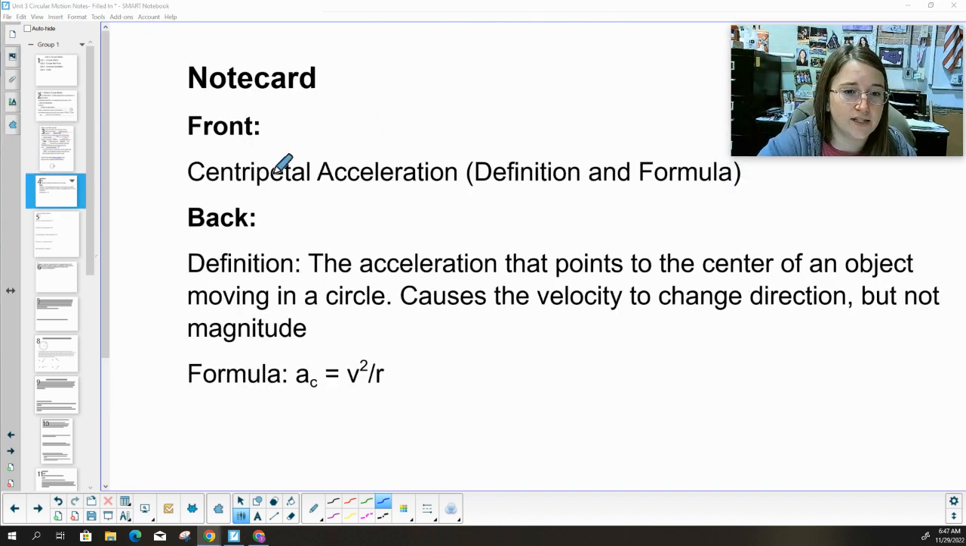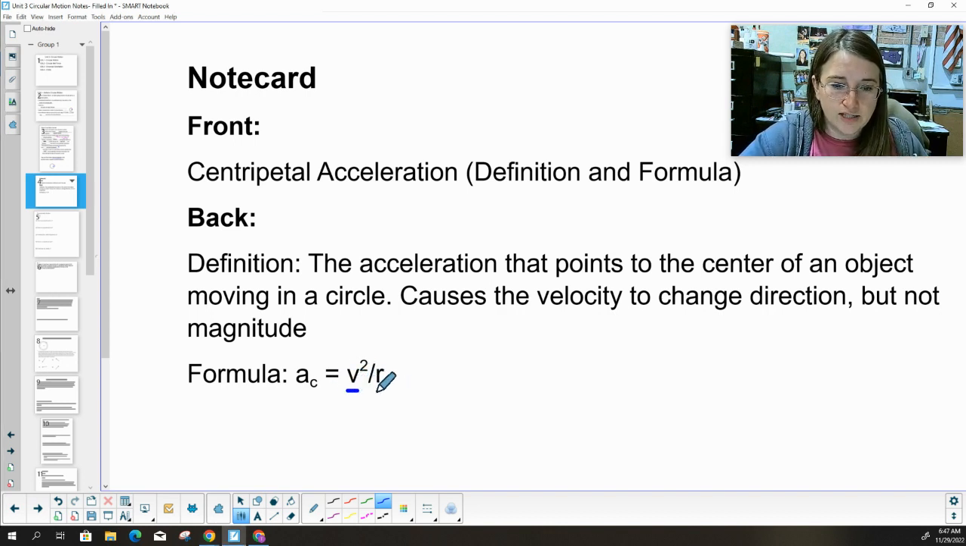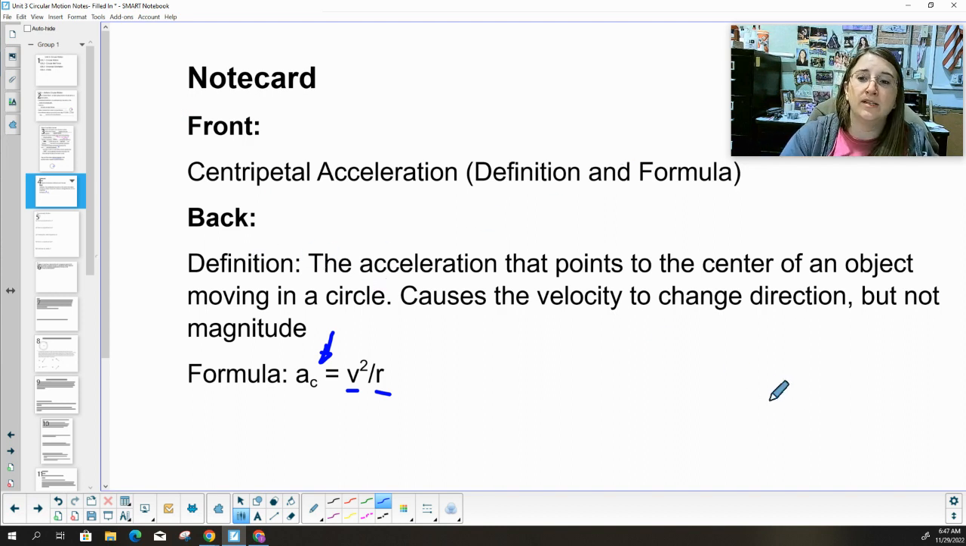So with that, our last thing here, if you guys could grab your note card, this is the formula for centripetal acceleration. And you saw, again, in the lab that changing the velocity and changing the radius affected the acceleration. So this is exactly how it does. This is the front of the note card. Again, the back is going to say the acceleration that points to the center of an object moving in a circle. Whatever the acceleration is pointing to the center, we call it centripetal acceleration. And again, the important thing is it causes the velocity to change direction, but not magnitude, i.e. speed. So go ahead and copy this down, and then we will continue in class with this tomorrow.